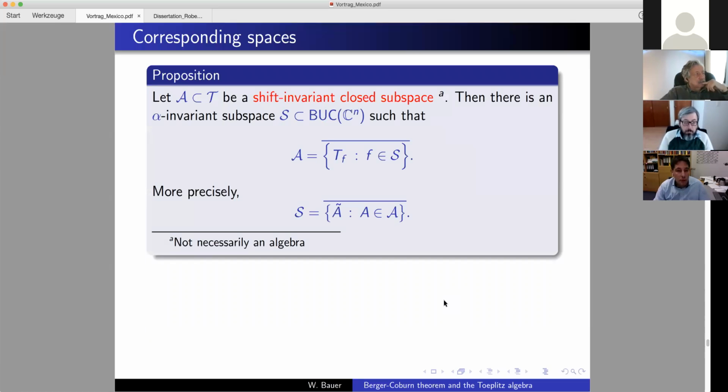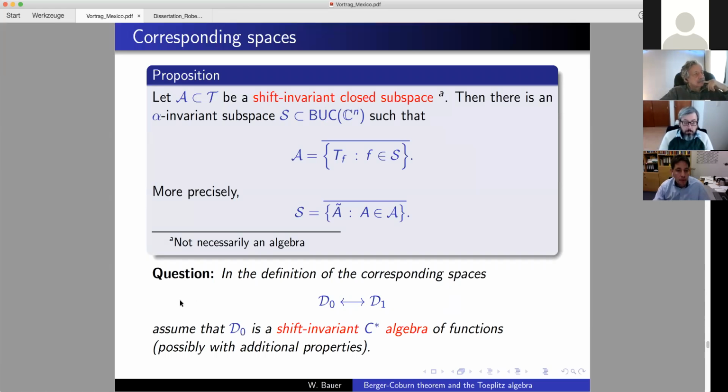Okay, maybe my time is running out. I will skip this, but still, almost at the end, I will tell you the question. So in the definition of the corresponding spaces, we have two spaces: D0, which is a space of bounded functions, and D1, which is a space of operators. Now we may assume that D0 is, for example, a shift invariant C-star algebra. Then if it's shift invariant, there is a unique corresponding space of operators, and you may ask whether this space of operators is also a C-star algebra. So whether this C-star property of the function space somehow translates to the operator space, and maybe the other way around.